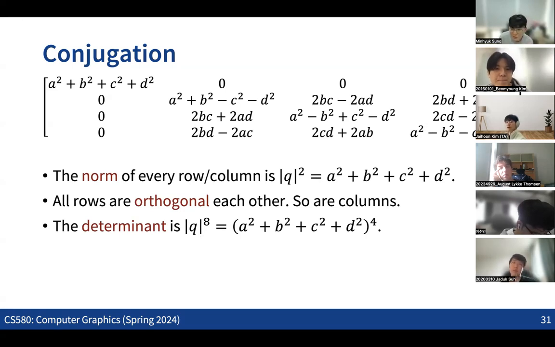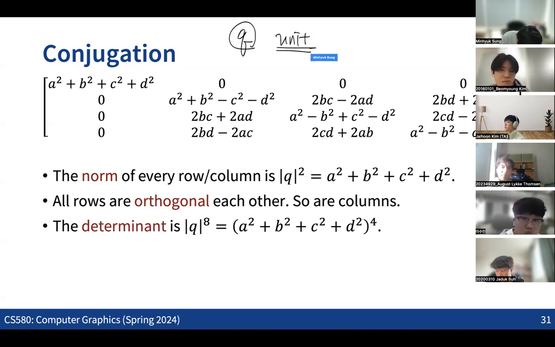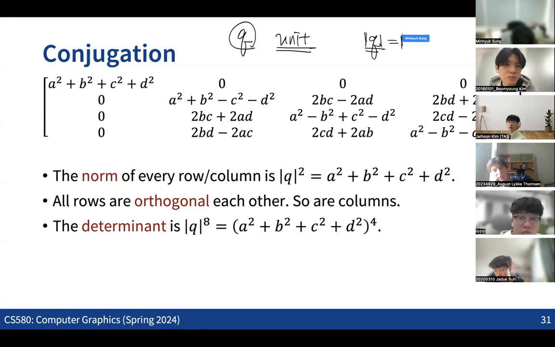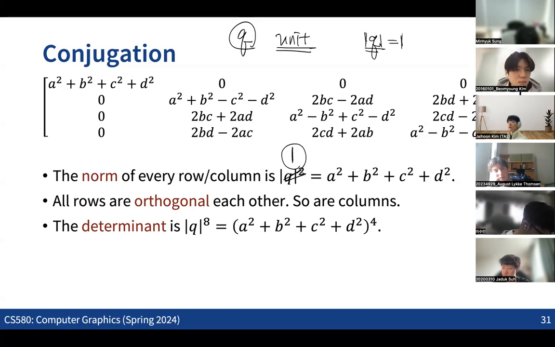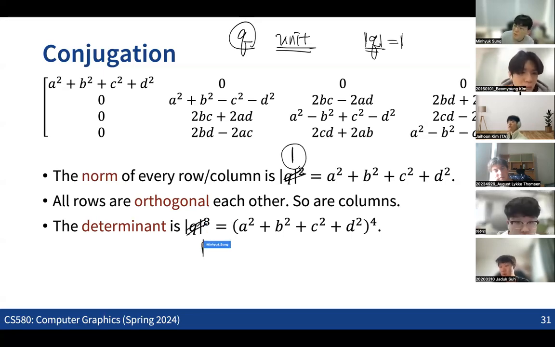Can you see some relationship from this to the 3D rotation? Here, if we have the input quaternion Q, which defines this conjugation, as a unit quaternion, so let's say the norm of this quaternion Q is 1, then the norm of each row and column becomes 1, right? All the rows and the columns are orthogonal to each other. And the determinant also becomes 1, right? For the unit quaternion case.